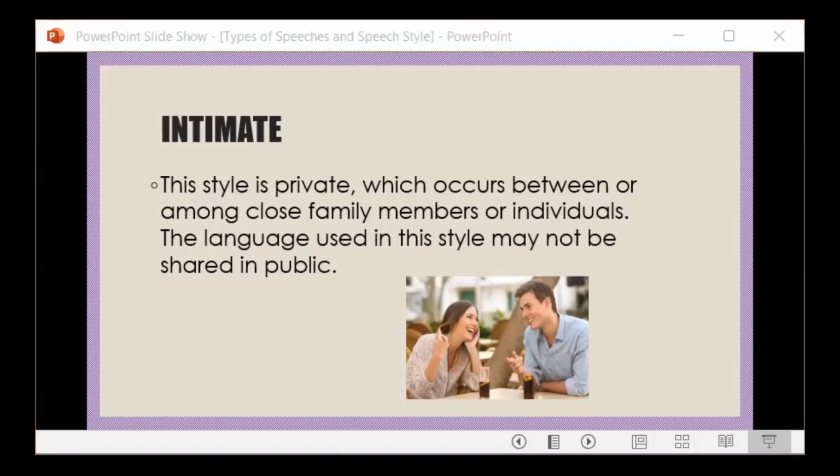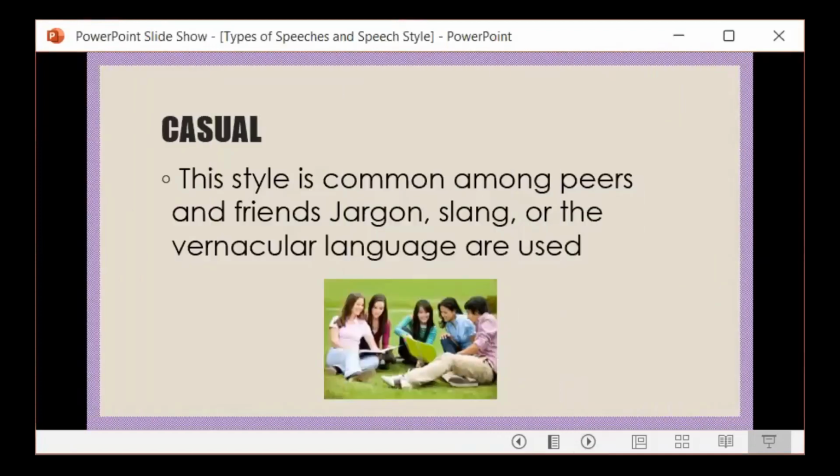Another one is what we call the casual. So here, this style is common among peers and friends. Jargon, slang, or vernacular language are used here. So when we are talking about casual as one of the speech styles, this is an informal communication between a certain group and your peers.